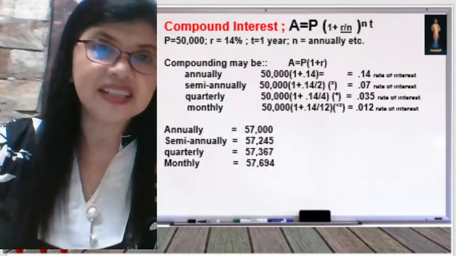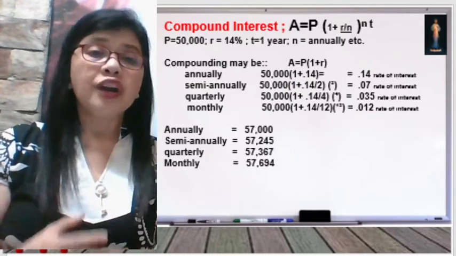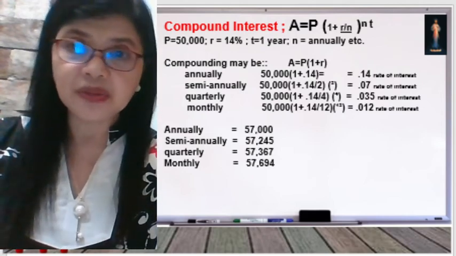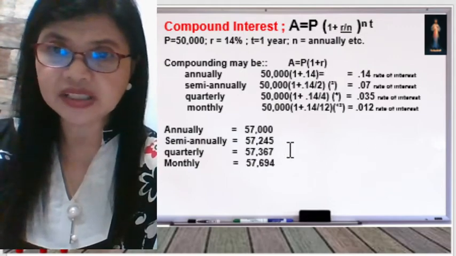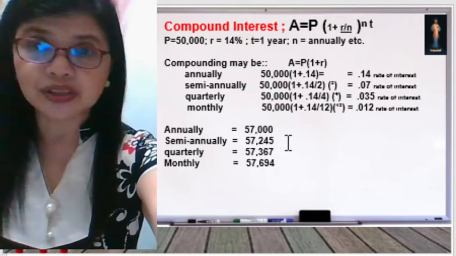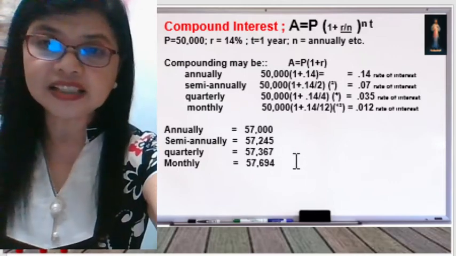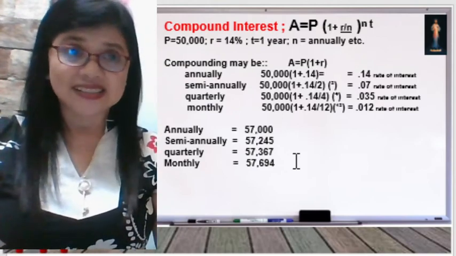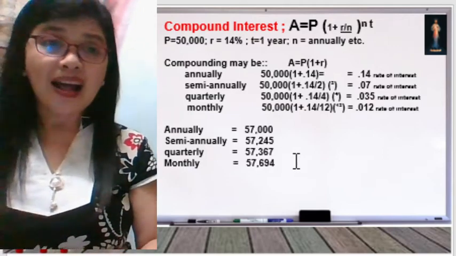So now let's compare everything. Which one would you prefer? Compounded annually, which is 57,000. Compounded semi-annually, your proceeds or maturity value is 57,245. Quarterly is 57,367. Monthly is 57,694. So which do you think is the best? To compound it monthly, quarterly, semi-annually, or annually?